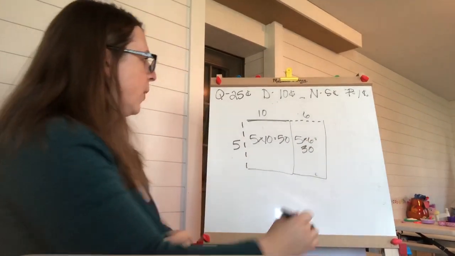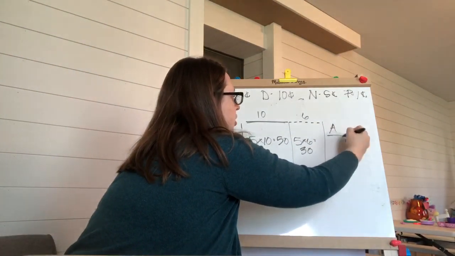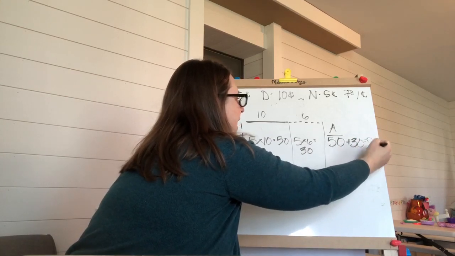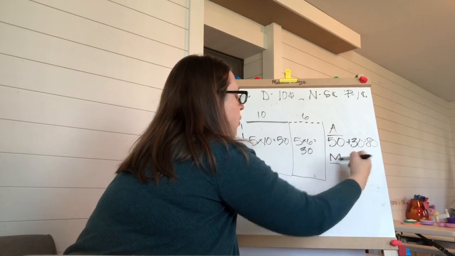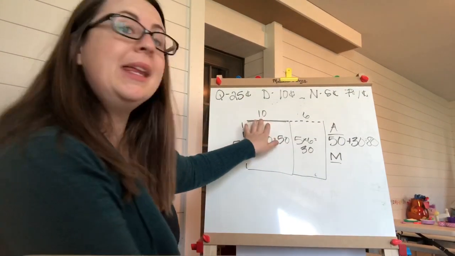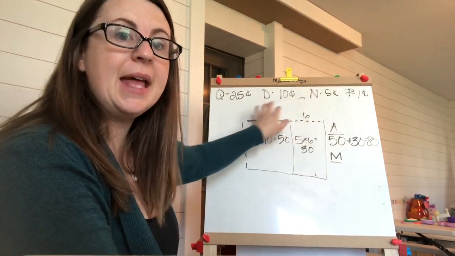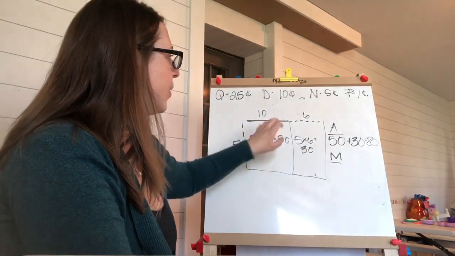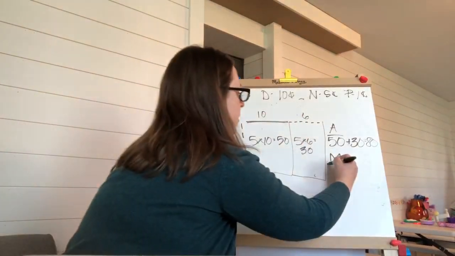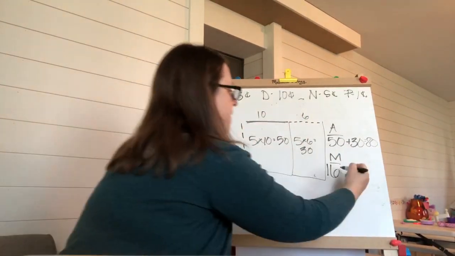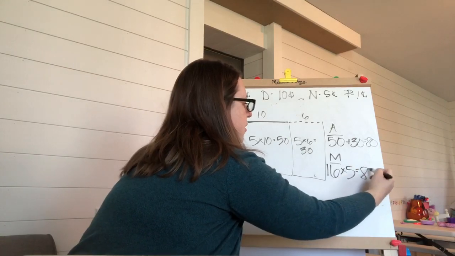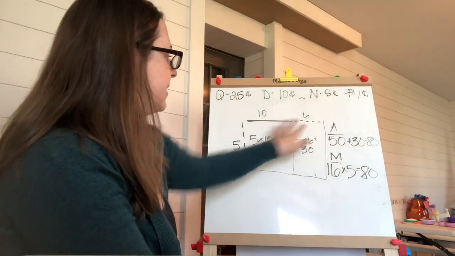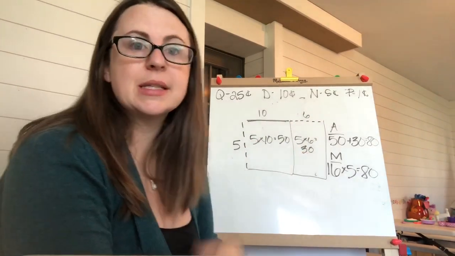Your addition equation would be 50 plus 30 to give me a total of 80. And your multiplication equation would be, I really am taking 16. I have 10 and 6, and I just broke apart 16 into 10 and 6. So the multiplication equation is really 16 times 5 to equal 80. Again, because I broke apart 10 times 5 and 6 times 5, which is still doing 16 groups of 5.